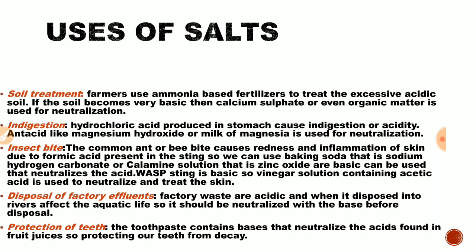So to neutralize the base, we have to use vinegar, because vinegar contains acetic acid. So it is utilized to neutralize and treat the skin. Fourth one is disposal of factory effluents. Factory effluents mean the waste from factories. They are very acidic, and when it is disposed into the rivers, it affects aquatic life. The animals or plants in the rivers can die from the acidic waste. So it should be treated, or neutralized with base before disposal.